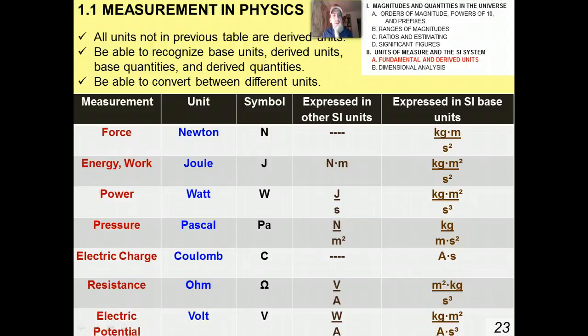Forces. We've studied forces. The basic unit of a force is called a Newton. The symbol is big N. Again, whether the letter is upper or lowercase makes a huge difference here.